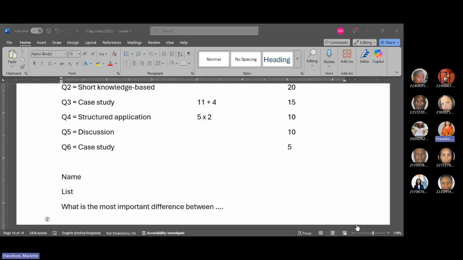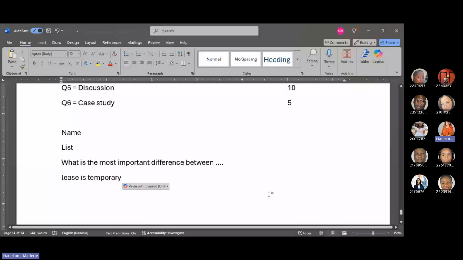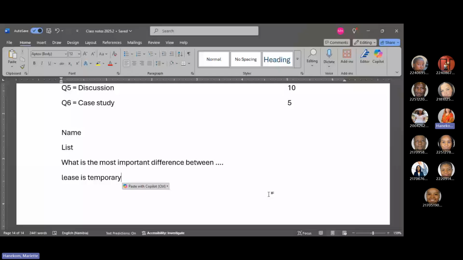Jane has just given us an answer here in the chat box. Jane, you are correct, but you are not complete. Jane has said lease is temporary. I need to put this here in my notes. Jane, I'm only going to give you 1 out of 2 for that answer. It's not wrong, but it's incomplete. Jane, how would you or anybody else elaborate on that question?